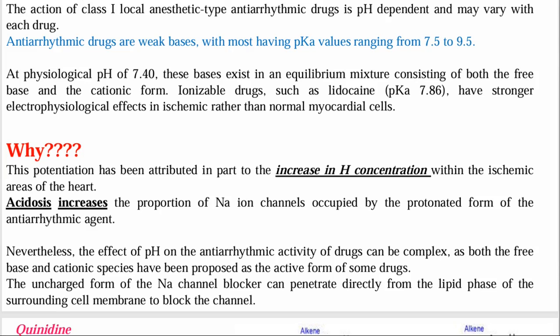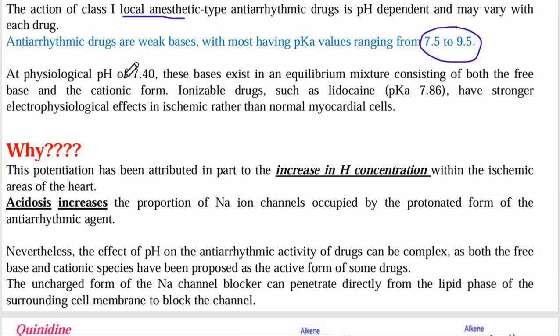Okay, now the action of class 1 local anesthetic type of antiarrhythmic drugs is pH dependent and may vary with each drug. As I said, the class 1 drugs are sodium channel blockers for your antiarrhythmic drugs, and these drugs are also the local anesthetic types. The pH dependence may vary according to each drug. Generally they are weak bases, with most of them having pKa values ranging from 7.5 to 9.5. This is very important and is asked in MCQ type questions.